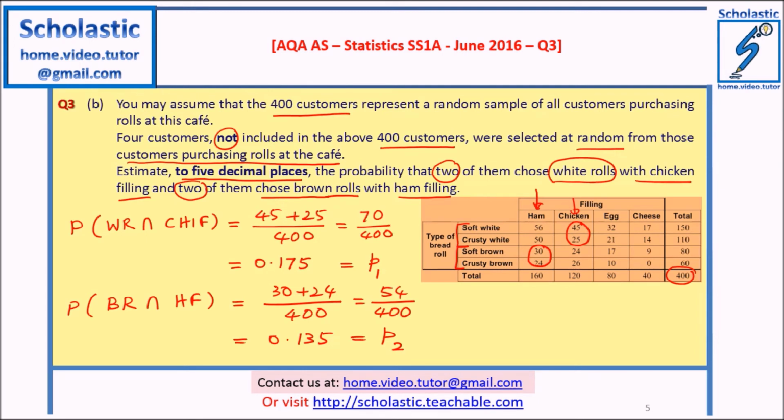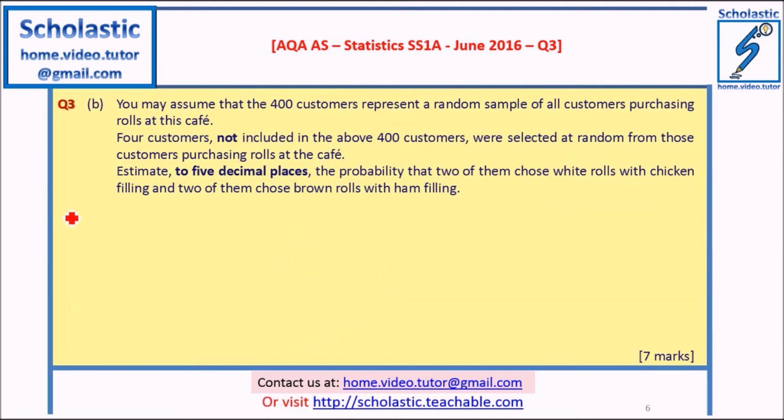And let's actually see what is the next part. So let's go to the next page. Let's try to remember this one. P1 is 0.175, P2 is equal to 0.135. So we'll take this to the next page. That means we have already seen that P1 equals 0.175, P2 is equal to 0.135. So the question is that two of them chose white rolls with chicken filling and two of them chose brown rolls with ham filling. So let's see what is the actual probability that they want to find.